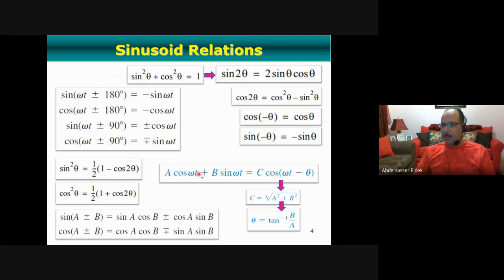If you have A cosine omega t plus B sine omega t, this equals C cosine omega t minus theta, where C is the square root of A squared plus B squared. See here, you can convert an addition of a cosine and a sine into one function, where theta is tan inverse of B over A.